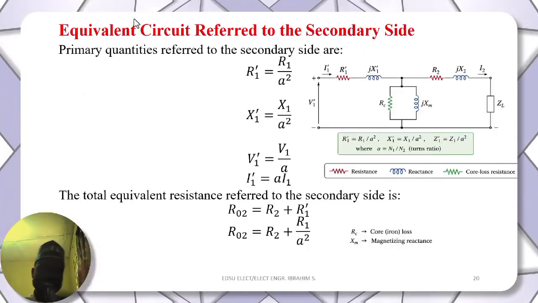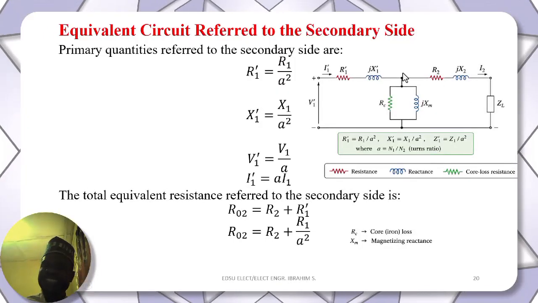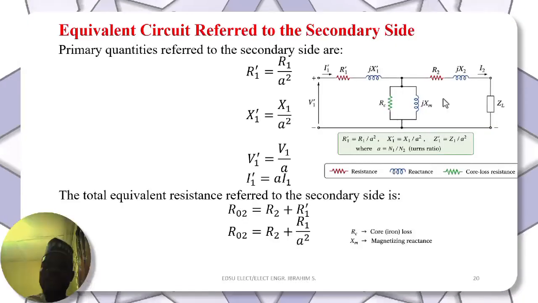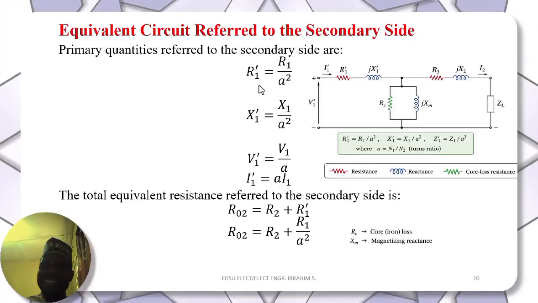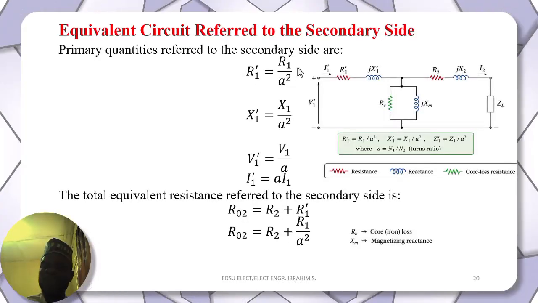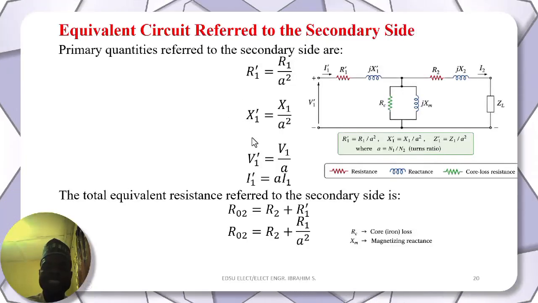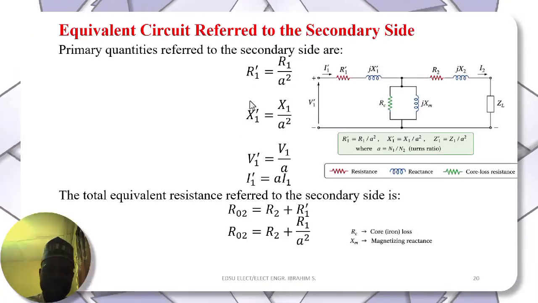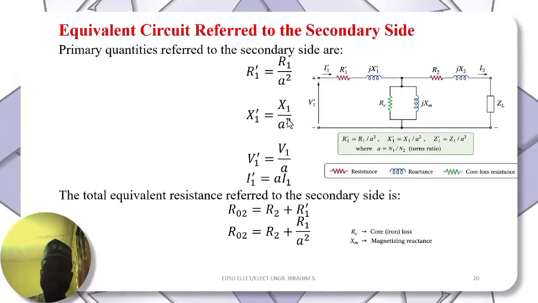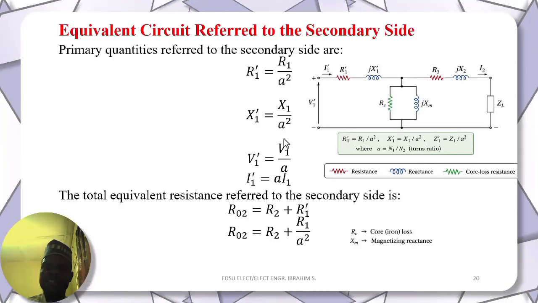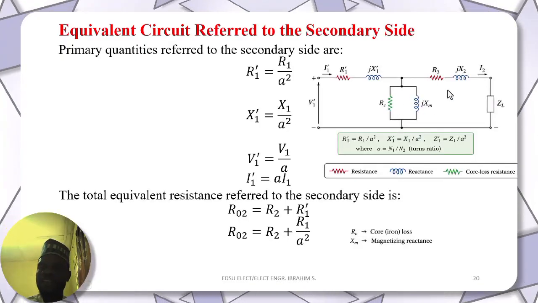So now, the equivalent circuit referred to the secondary. It means the same thing we have done to the primary is what we'll be doing to the secondary also. Our primary resistance referred to the secondary is R1 divided by the turn ratio squared. And for our primary reactance referred to the secondary, X1 prime is X1 divided by the turn ratio squared. So this is the equivalent circuit referred to the secondary.